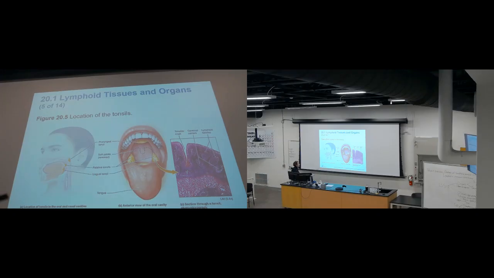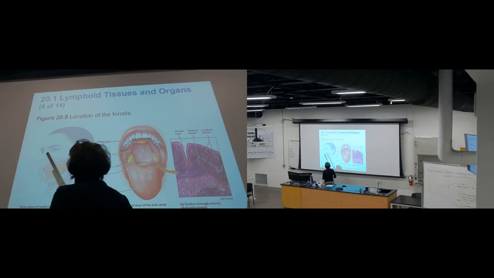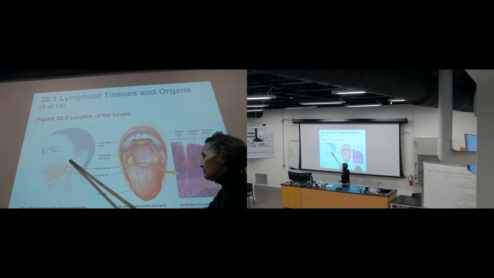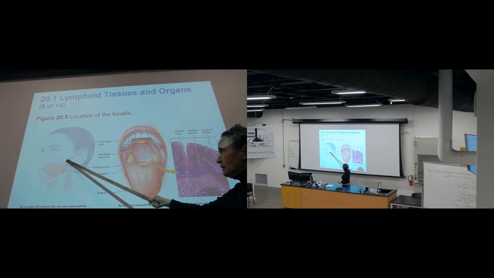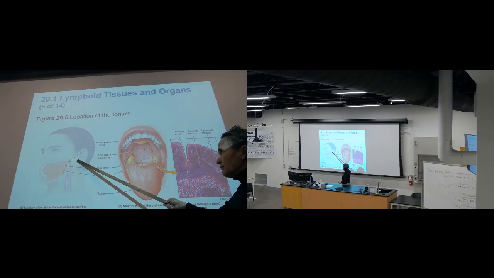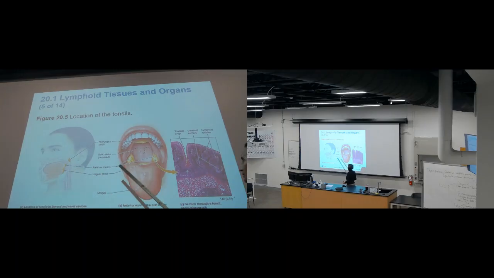So here's the location of each of these tonsils. Here are the pharyngeal tonsils in the nasopharynx. This protects against infections coming from the nose. The palatine tonsils protect against infections coming from the oral cavity. Same for the lingual tonsils. So lingual tonsils are found at the base of the tongue, which is this. This is the posterior opening of the oral cavity. So these are the palatine tonsils, and this is the pharyngeal tonsils.